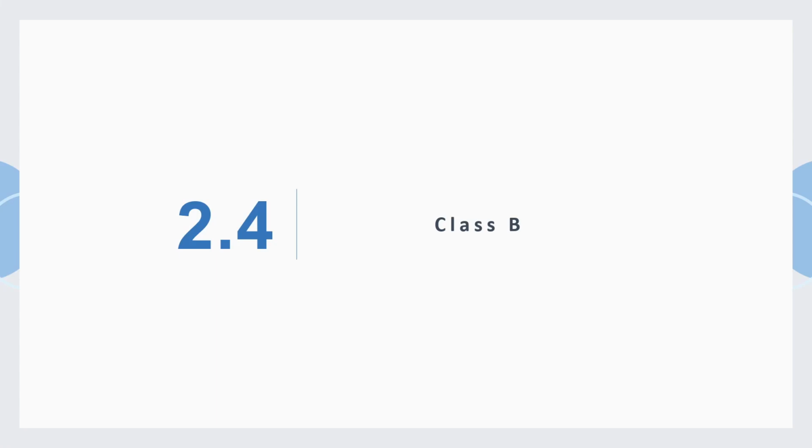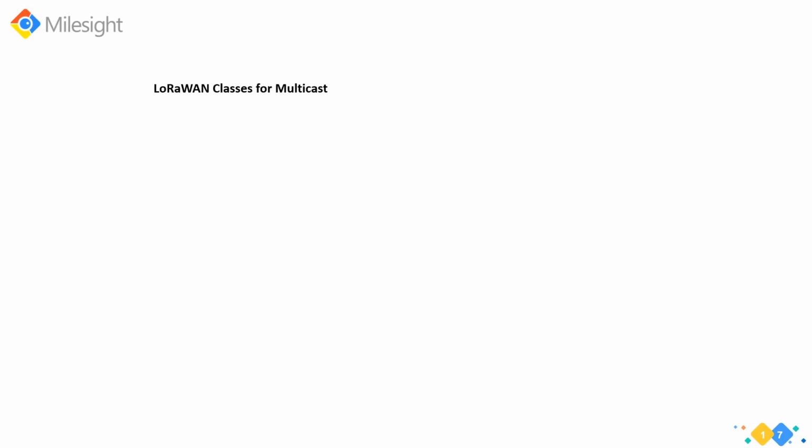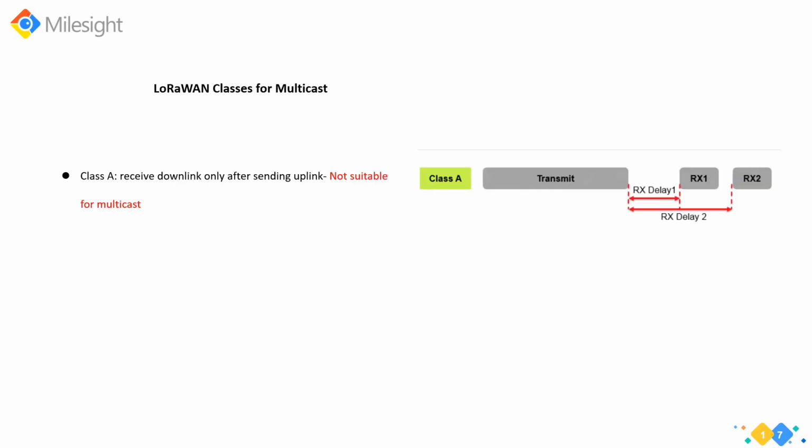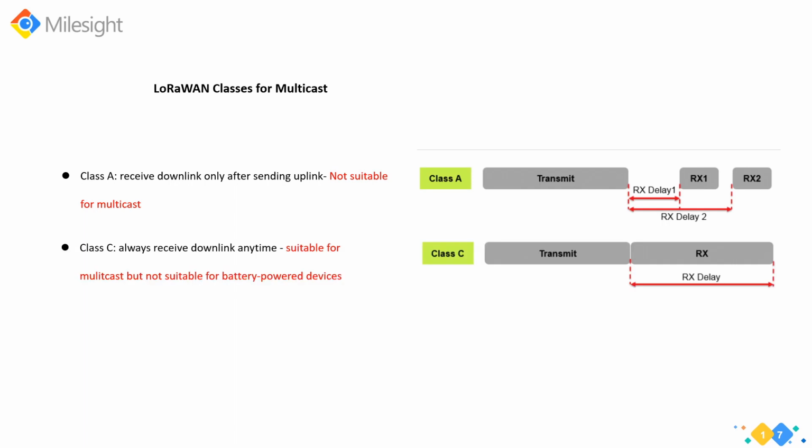As the most popular LPWAN technology, LoRaWAN basically has 3 different classes of operation. Class A receives a downlink message only after an uplink transmission. So you cannot control the latency, you cannot control the delay. So Class A is not suitable for multicast.